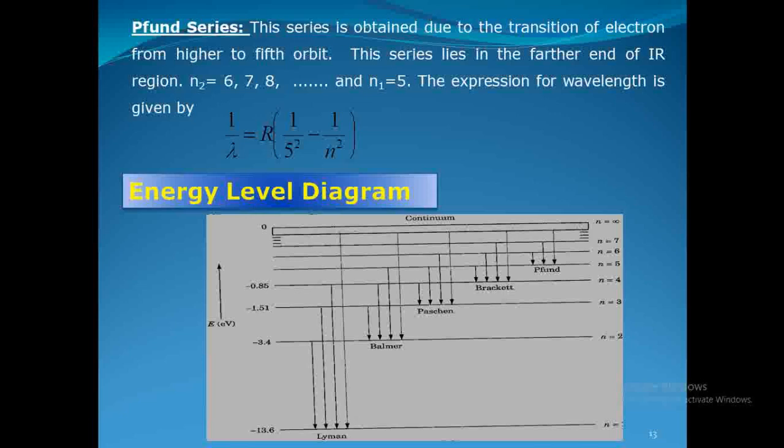Minus 3.4 is greater than minus 13.6, right? You know that. So when you compare the electron which is present in the first orbit and the electron which is present in the second orbit, the electron in the second orbit has a greater energy than the electron in the first orbit. Why? Because it is minus 13.6 and this is minus 3.4.